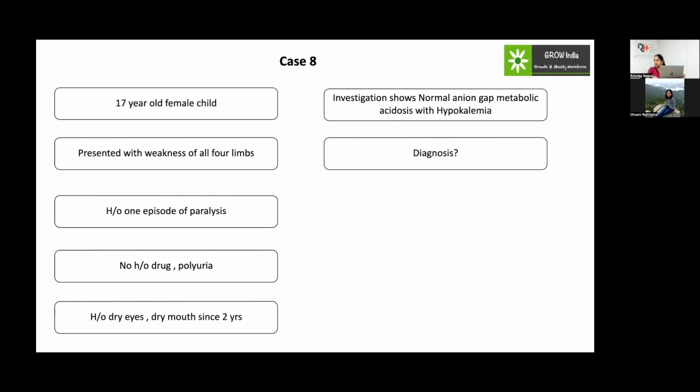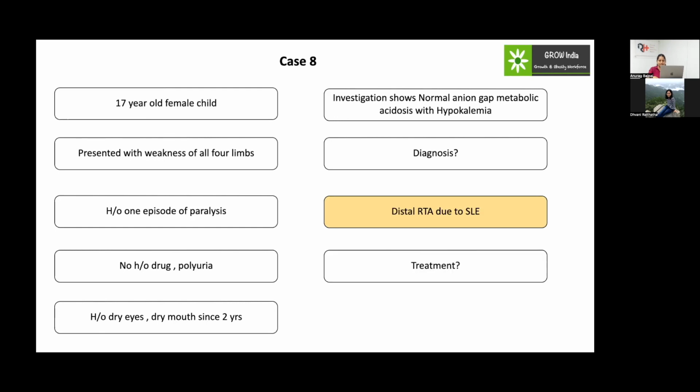Somebody who presents with periodic paralysis and dry mouth, I think the diagnosis is very simple, very clear. Of course, we're talking about RTA. Yeah, definitely this is a distal RTA. But what is the cause of this distal RTA? Definitely it's Sjogren's, it's not SLE, sorry. And what treatment would you give in this condition? Definitely the treatment of distal RTA is bicarbonate, potassium citrate.